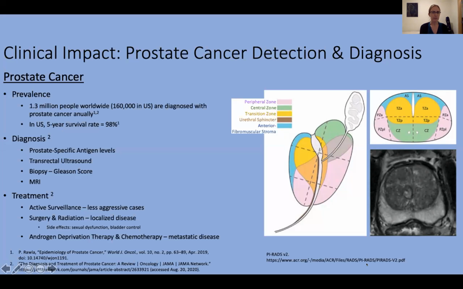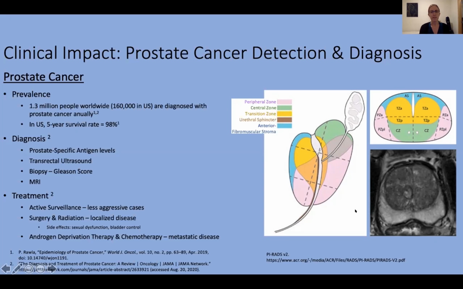And diagnosis is typically done with methods such as prostate-specific antigen level screening, transrectal ultrasound, biopsy, which may include staging, as well as MRI. And typical treatment can include active surveillance for the least aggressive cases, or surgery and radiation if the disease is localized, or more severe cases with metastases may necessitate androgen deprivation therapy and chemotherapy. And so while these treatments can be life-saving, they do pose the risk of serious side effects, including sexual dysfunction and loss of bladder control.